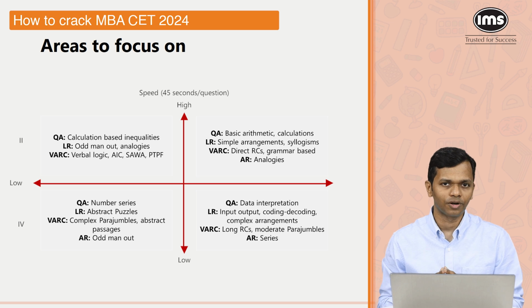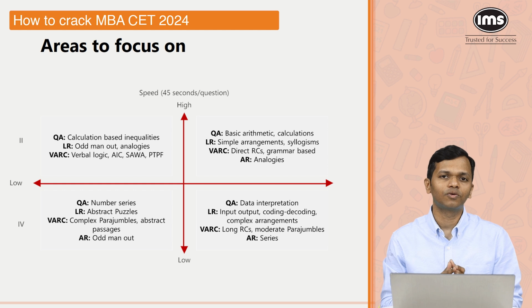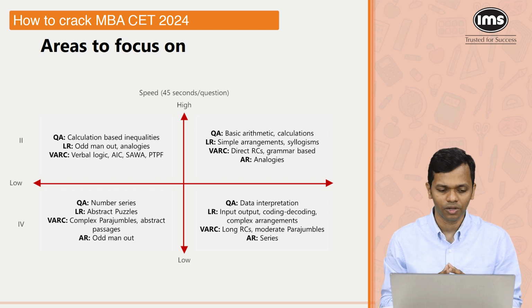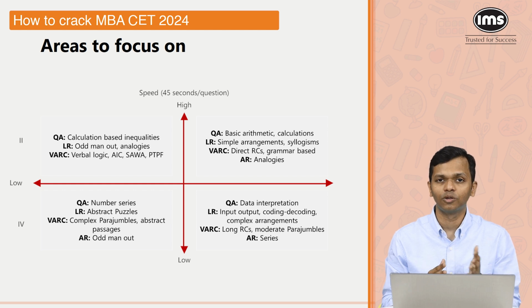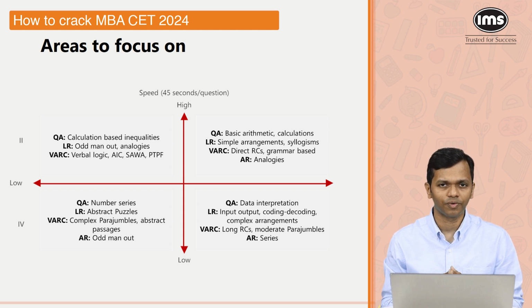Moving on to the second quadrant, which is high speed, which means that you will be able to solve these questions under 45 seconds, but low accuracy areas. In quant, that becomes calculation based inequalities. So a lot of times you get these inequality based comparison questions, which sometimes people struggle with. Under analytical reasoning, that is going to be odd man out or analogy based questions. And under VRC, that is going to be the verbal logic, assumption, inference, conclusion, strengthening and weakening argument, and probably true, probably false kind of questions.